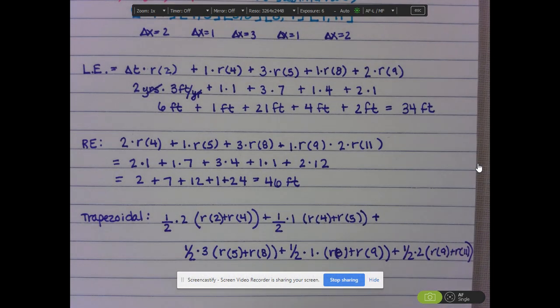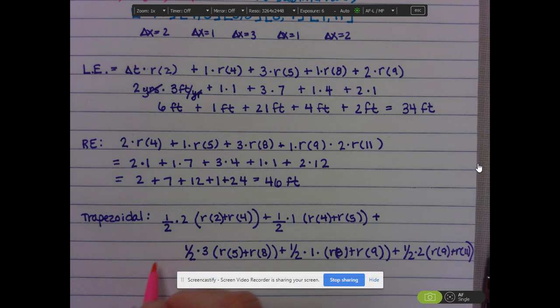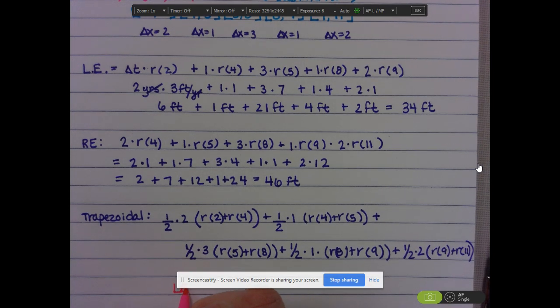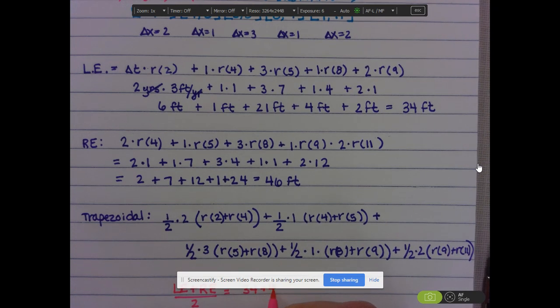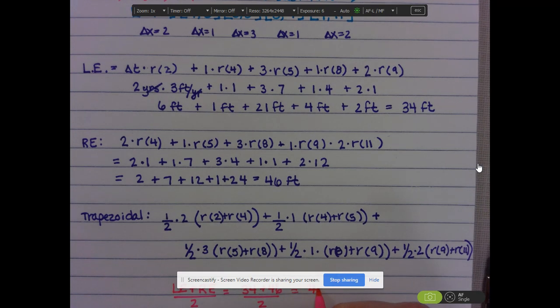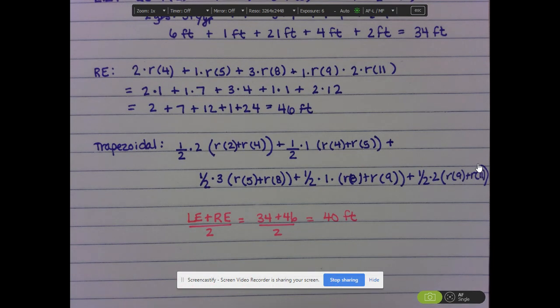Now you can do that whole calculation, but that is going to get you the same answer as your left endpoint plus your right endpoint approximations divided by 2, which is going to be 34 plus 46, divided by 2. My trapezoidal approximation, sorry if I'm off the screen there, shows you get an approximation of 40 feet.